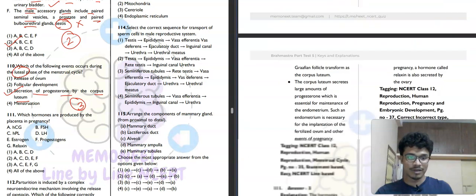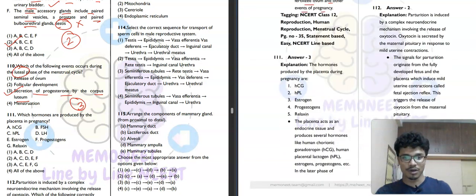The corpus luteum basically secretes a large amount of progesterone which is essential for the maintenance of the endometrium. Such an endometrium is necessary for the implantation of the fertilized ovum and the events of pregnancy. That's why the third option will be your correct answer for this question. Now moving towards the next question, 111.